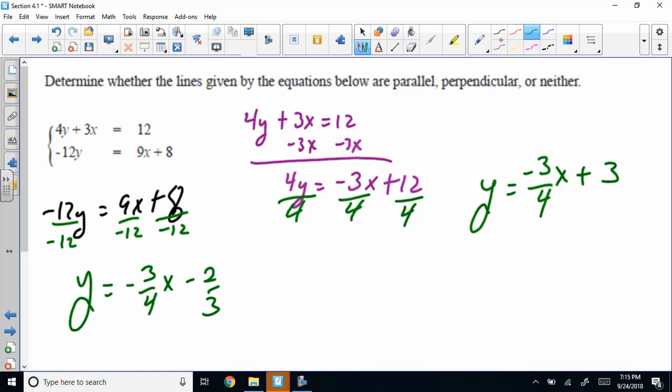Now, there's your slopes. They are what? The same, which means that those are parallel. Okay? Any questions on that? So it's just basically manipulating the equations.